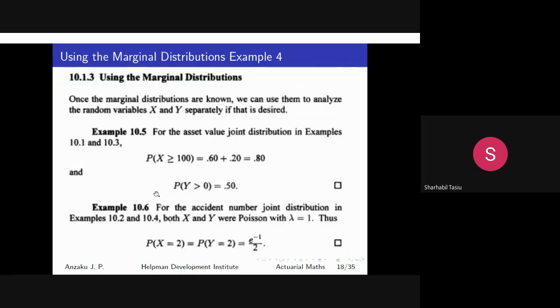Now the next example, for the accident number joint distribution in examples 10.2 and 10.4, both X and Y were Poisson with lambda equal to 1. Thus, the probability of X equals 2 is equal to the probability of Y equals 2, which is equal to e to the power minus 1 over 2. We can evaluate this and get the answer.